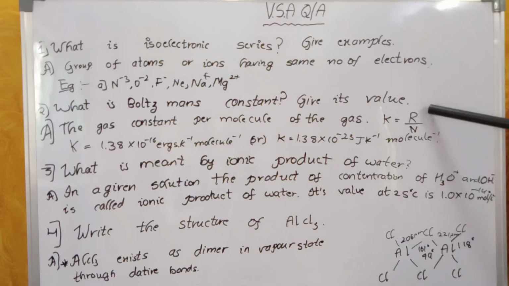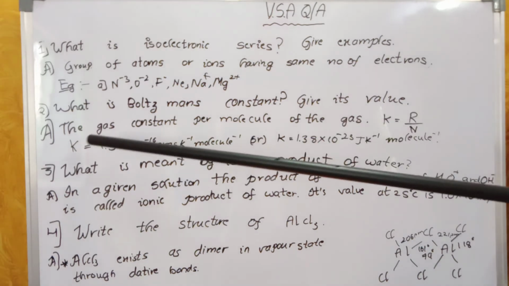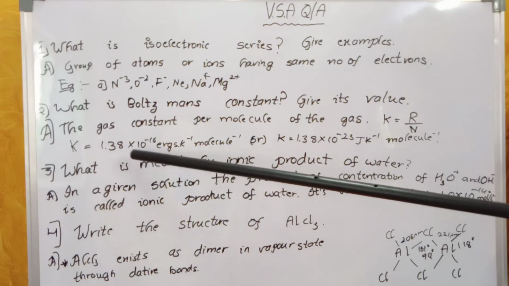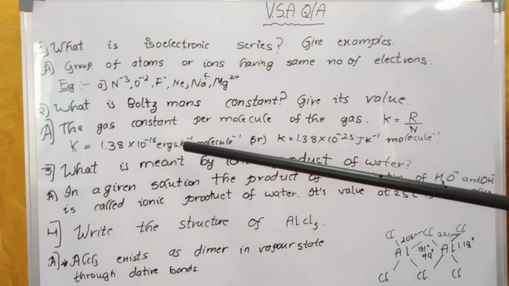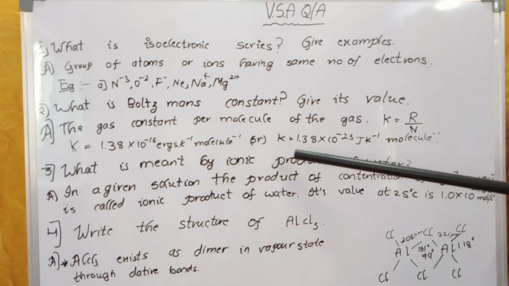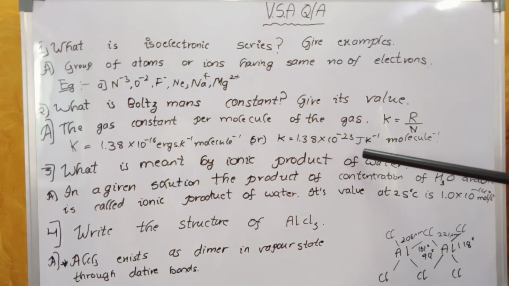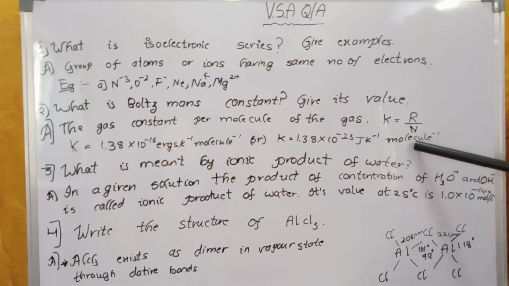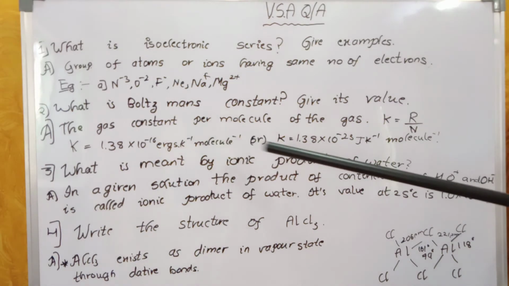So K equals R by N. R is universal gas constant, and it has some significance about its values. In litre atmospheres we have taken R value as 0.0821, and in joules it is 8.314. And Avogadro number is a very well known number, 6.023 into 10 power 23. So by dividing these two, you will get the K value as 1.38 into 10 power minus 16 erg per Kelvin per molecule, or 1.38 into 10 power minus 23 joule per Kelvin per molecule. So this is Boltzmann's constant value.